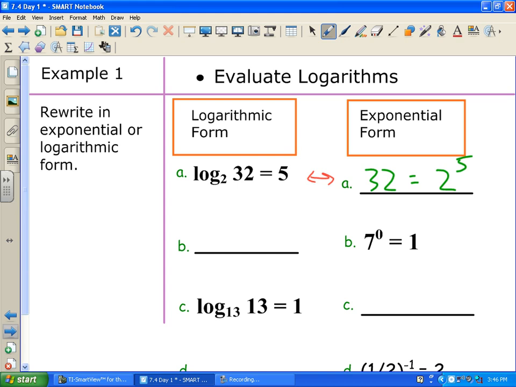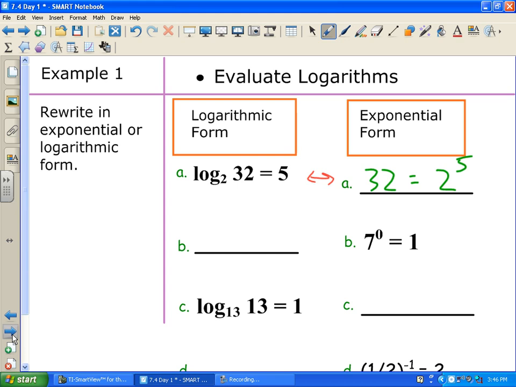Again, let's look at the patterning. Part B. They give me 7 to the 0 equals 1. You know that anything to the 0 power is 1, so that's a true statement. But now I want to go from exponential form, 7 to the 0 equals 1, into logarithmic form. So I need a log. I need to get rid of an exponent. The way that I'll do that, I will introduce a log on both sides of the equation that matches that base.